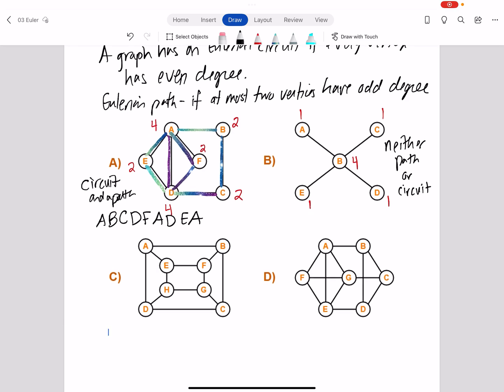Okay, let's try C. So in graph C, A has degree 3, B has 3, C has 3, D has 3, E has 3, F has 3, G has 3, and H has 3. Every vertex has degree 3. I cannot find a circuit or a path.